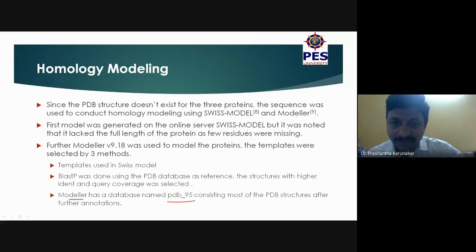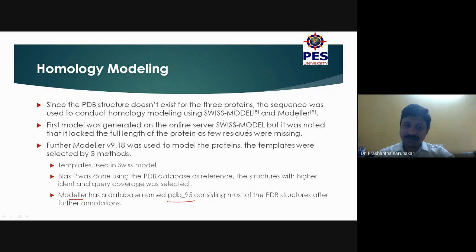We need to use all possible servers, and based on the kind of results that we obtain from each server, we have to take a decision on which is the right way to get the model done. So it's completely a trial and error method, based on the results that we obtain.